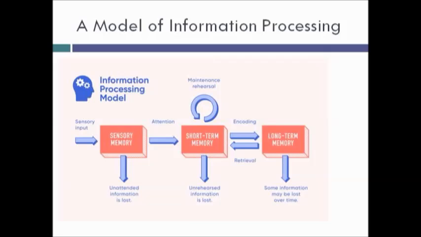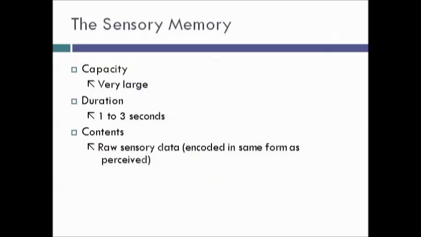Now we will talk one by one about these memories. So the first is sensory memory. Sensory memory has very large capacity. It means it can gather a very large amount of information, but it has very little duration. And what does it contain? It has raw sensory data which is encoded in the same form as perceived.